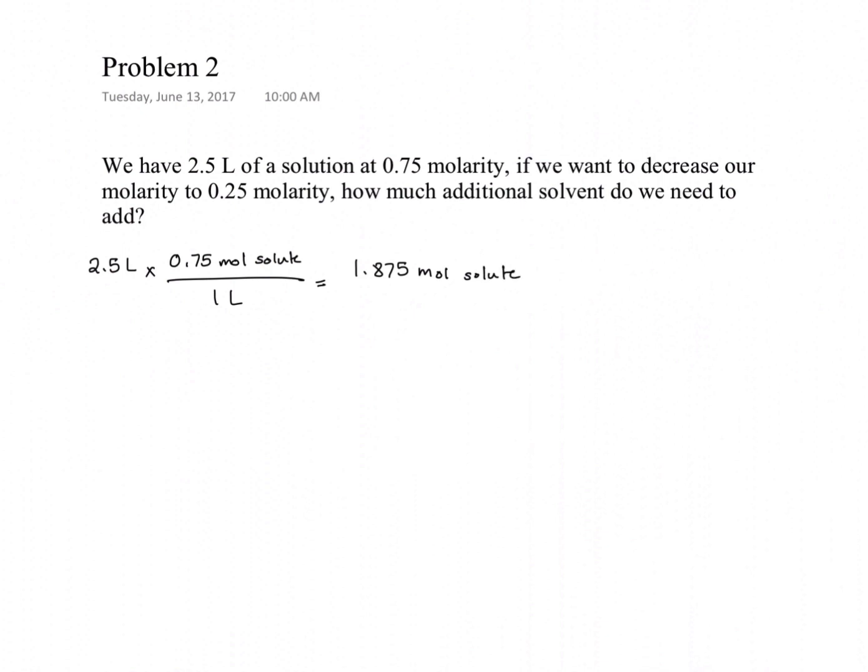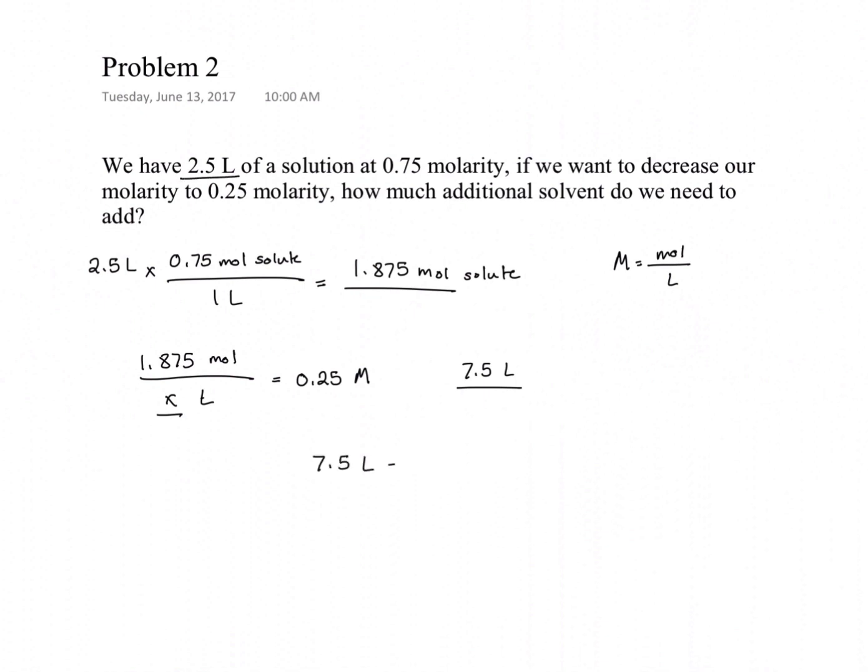Now we want to add only solvent, which means this number is going to stay the same. So what we can say, again remembering that molarity is equal to moles over liters, is that 1.875 moles over some unknown number of liters has to be equal to our desired molarity, which is 0.25. By solving for this, we get 7.5 liters. So we need to end with 7.5 liters. We started with 2.5 liters. So 7.5 liters minus 2.5 liters is equal to 5.0 liters. This is the amount of solvent that we need to add in order to decrease our molarity to 0.25.